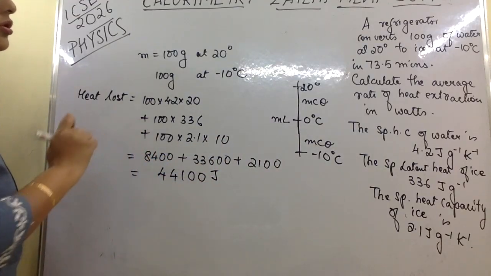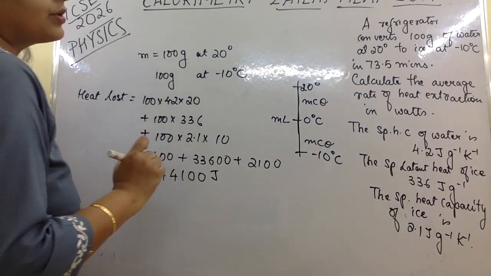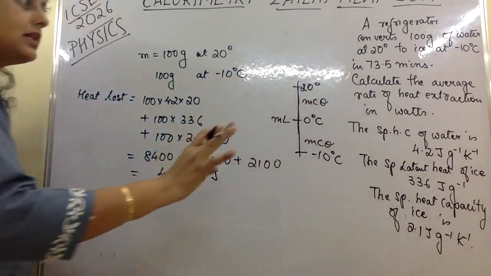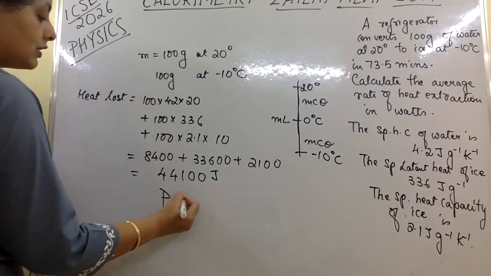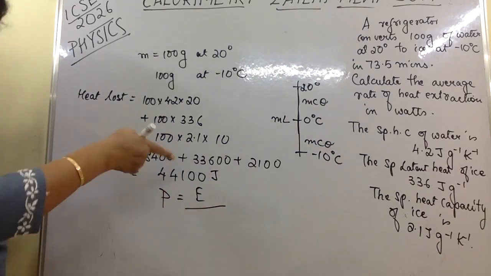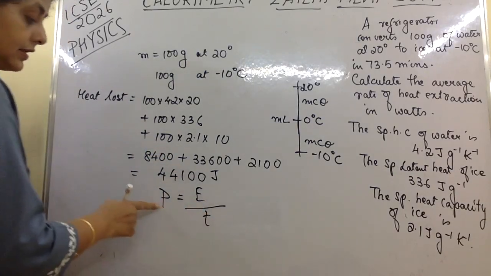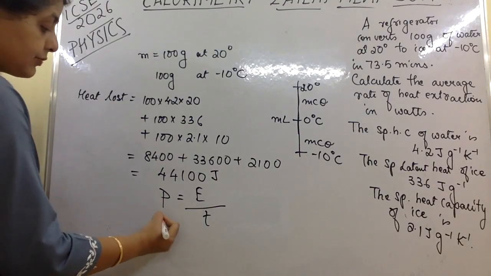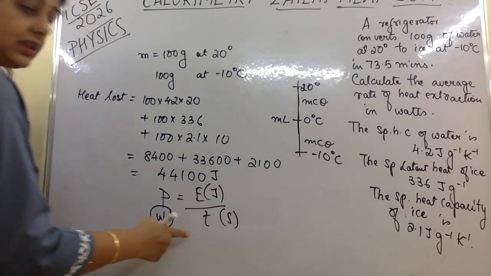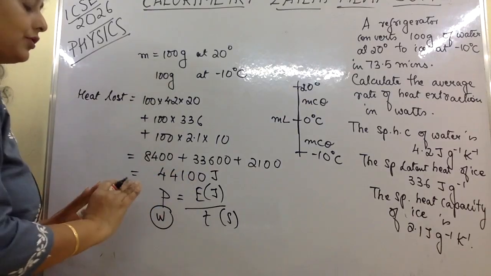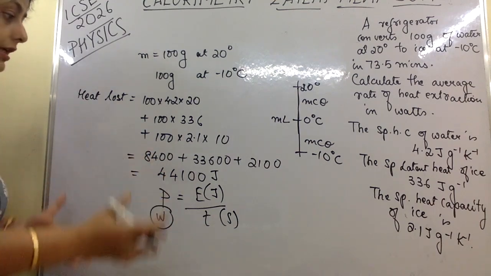Now, what should be the capacity of the refrigerator? Calculate the average rate of heat extraction, which means they are basically asking for the power of the refrigerator. Now for the power formula, power is energy, it can be heat energy, electrical energy, any energy, or work done, divided by time. If power is in watts, the energy has to be in joules and time has to be in seconds. This comes from the formula of power.